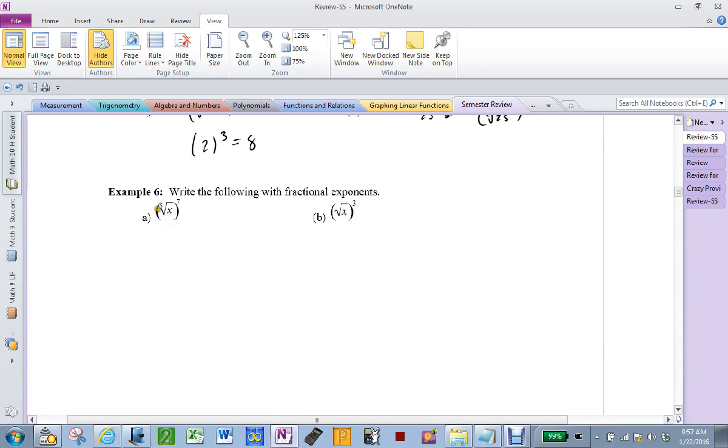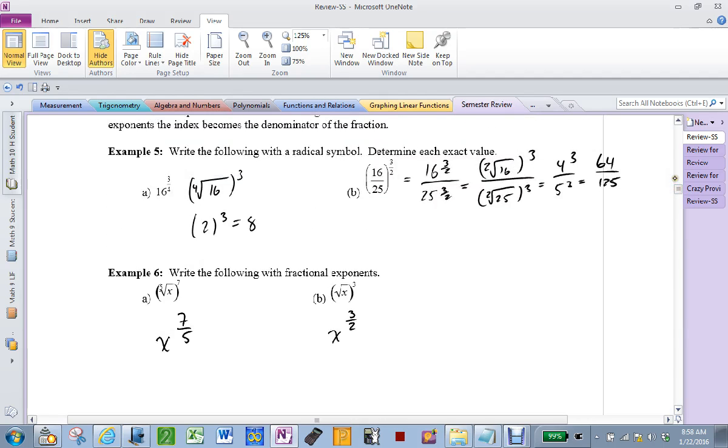Change these around. The index becomes the denominator. The exponent becomes the numerator. Oh my god, that was so... X to the 3 halves. Oh wow, I just found it. Good? We'll all slow down for Kashish. There we go.